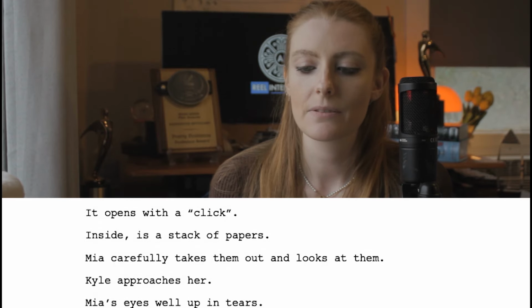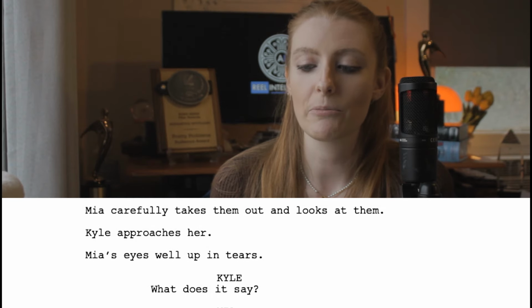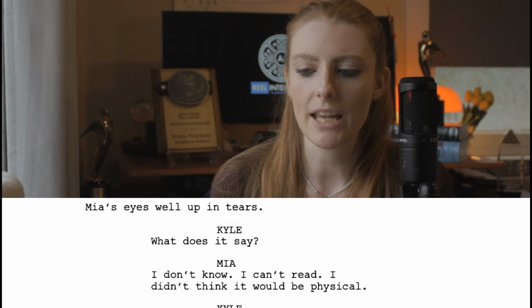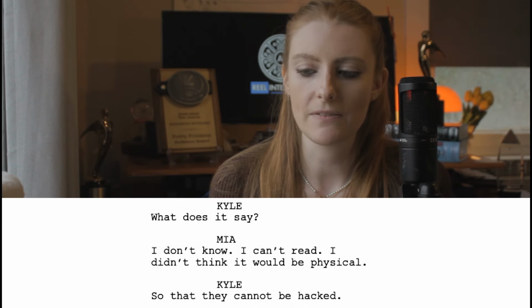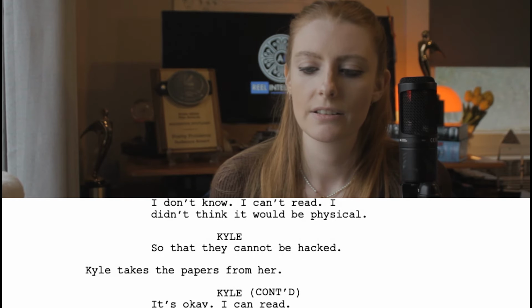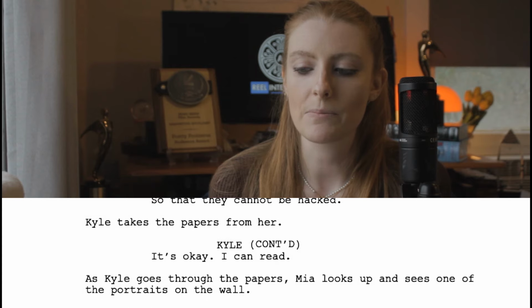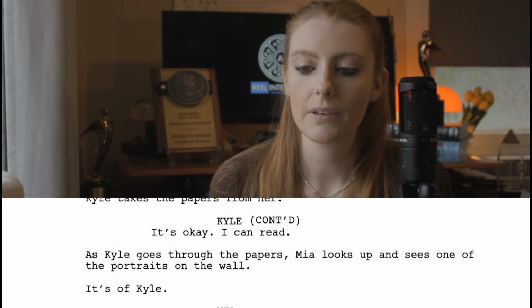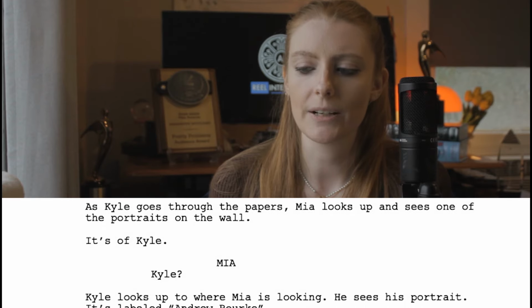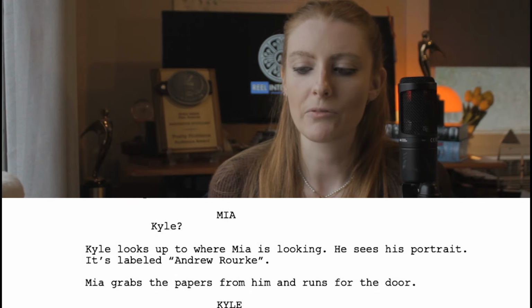Inside is a stack of papers. Mia carefully takes them out and looks at them. Kyle approaches her. Mia's eyes well up with tears. Kyle, what does this say? Mia, I don't know. I can't read. I didn't think it would be physical. Kyle, I think it's so they can't be hacked. Kyle takes the papers from her. It's okay. I can read. As Kyle goes through the papers, Mia looks up and sees one of the portraits on the wall. It's of Kyle. Mia. Kyle. Kyle looks up to where Mia is looking. He sees his portrait. It's labeled Andrew Rourke. Mia grabs the papers from him and runs for the door.